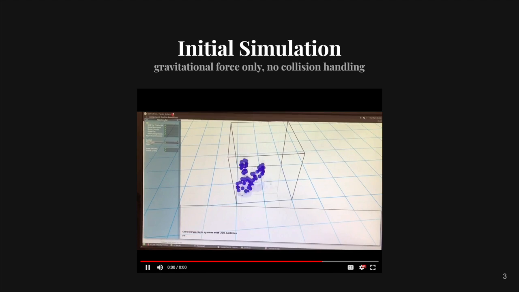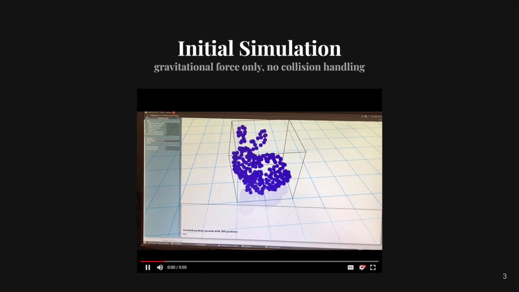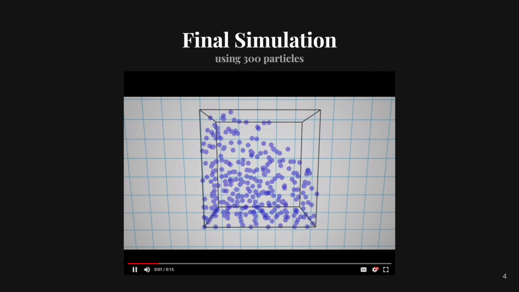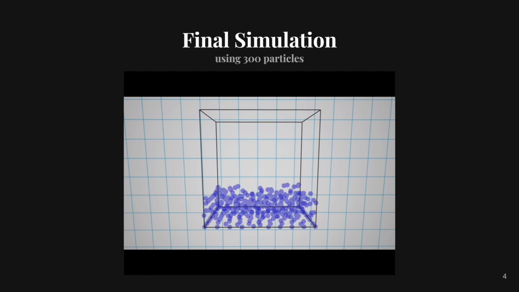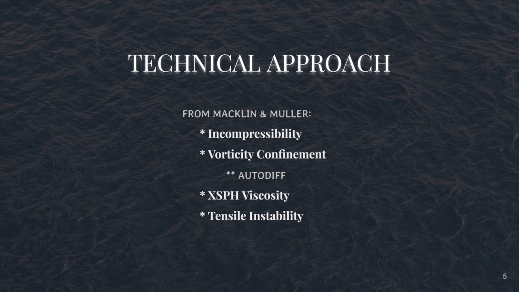This is our initial simulation that only had the gravitational force acting on it with no collision handling. So this is our final simulation with 300 particles after implementing the full paper. Our technical approach closely followed the Macklin and Mueller paper.